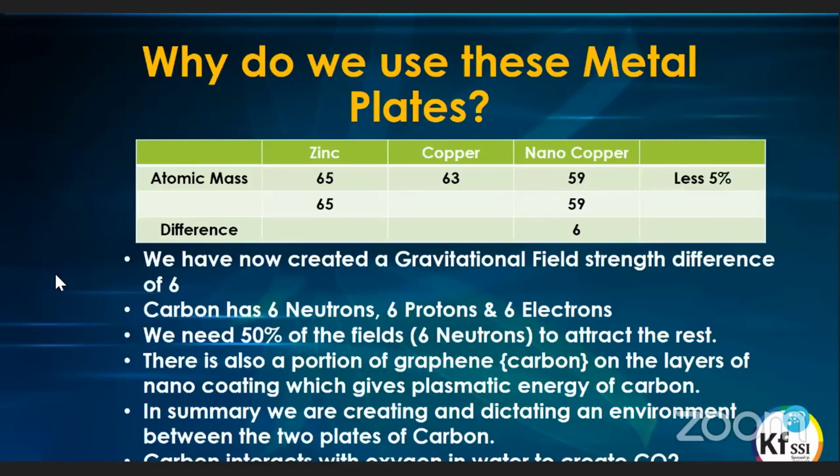When we look at carbon, it has 6 neutrons, 6 protons, and 6 electrons. So we need 50% of the fields, the 6 neutrons, to attract the rest. There's also a portion of graphene or carbon on the layers of your nanocoating, which also gives the plasmatic energy of carbon. So what we're doing is creating and dictating an environment between the two plates of carbon, so that the carbon interacts with the oxygen in the water to create our CO2.